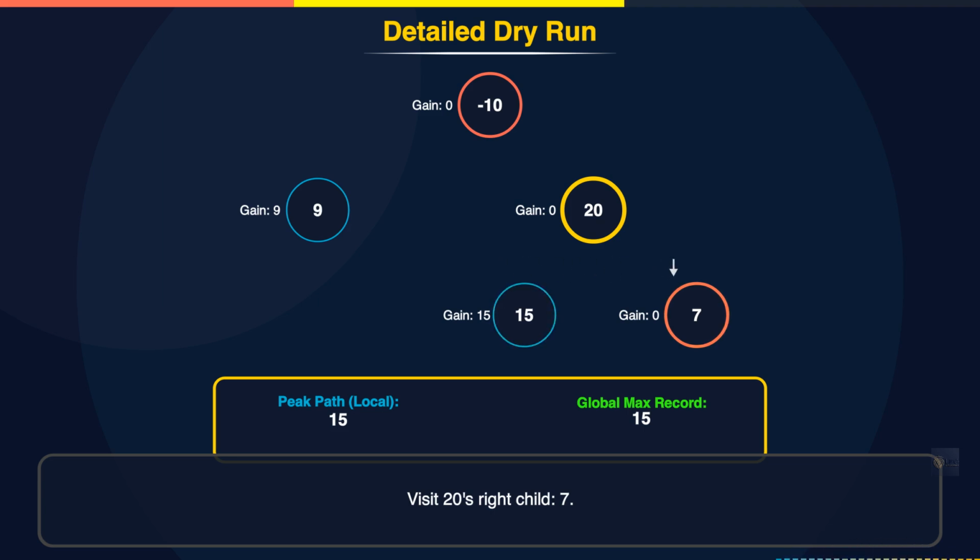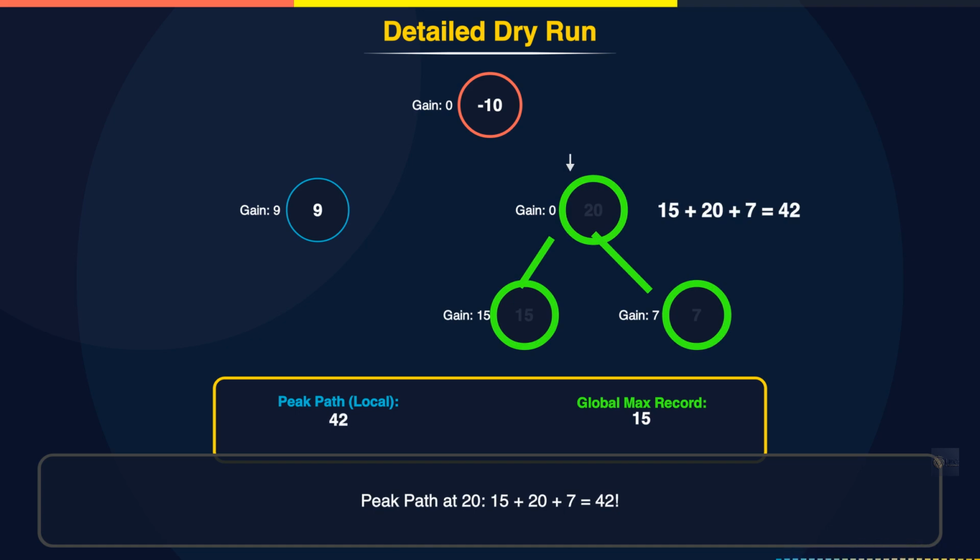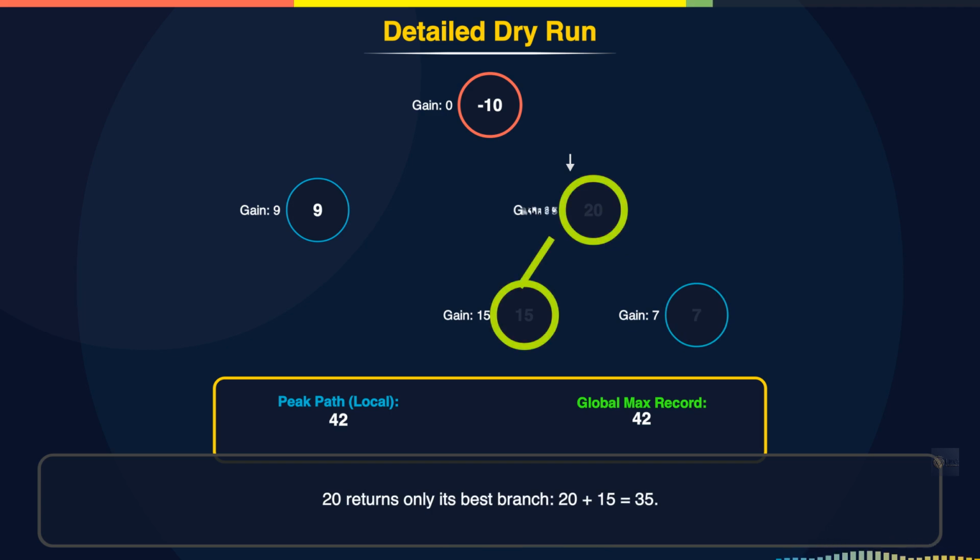Now, look closely at 20. It has a left branch of 15 and a right branch of 7. By combining both through itself, we create a peak path of 15 plus 20 plus 7, which equals 42. This is our new global max. When 20 reports back to its parent, -10, it can only provide one branch. It picks the best one, 20 plus 15, or 35, and sends that up.